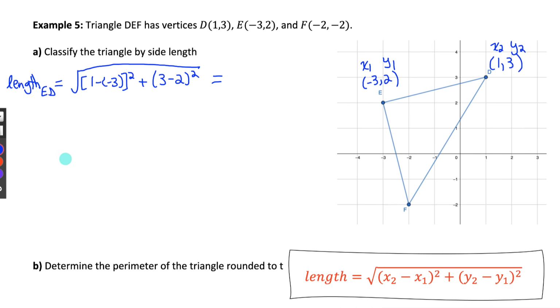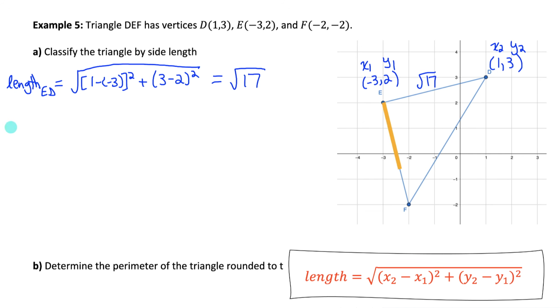If I simplify under the square root, the difference in the x-coordinates is 4, squared is 16, plus the difference in the y-coordinates is 1. 1 squared is 1, so 16 plus 1 is 17. Therefore, the length of line segment ED is root 17. I'm not interested in the approximate value of this. It's 4 point something. Having the exact value will be better, actually, when we're trying to classify this based on side length. Let's now do the length of one of the other sides.